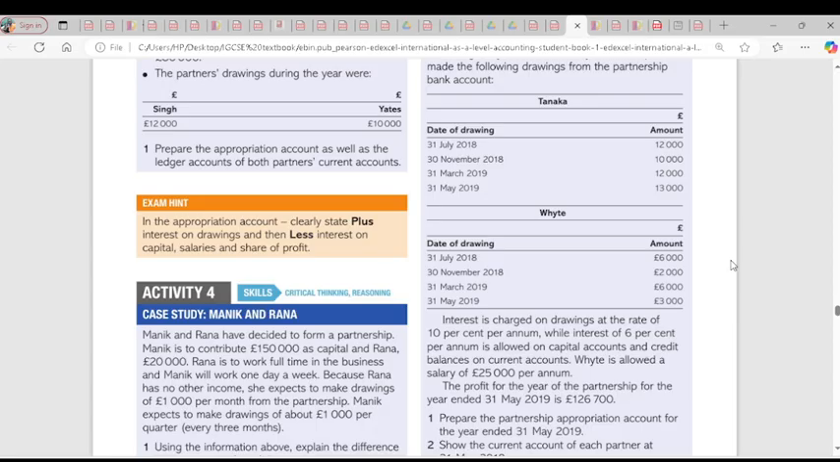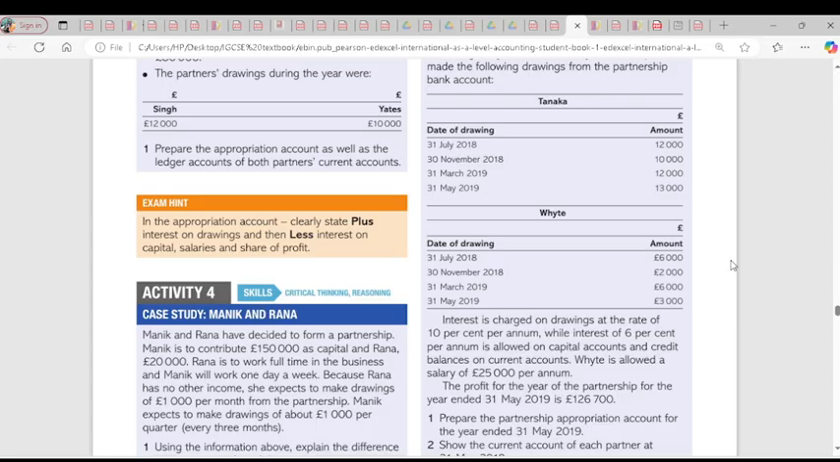So from July 2018 to May 2019, that's 10 months. So it will be 12,000 multiplied by 10%, times 10 over 100. So we have 1,200 for the whole year annually, but we have only 10 months. So it will be 1,200, which is the whole year, in 10 months.